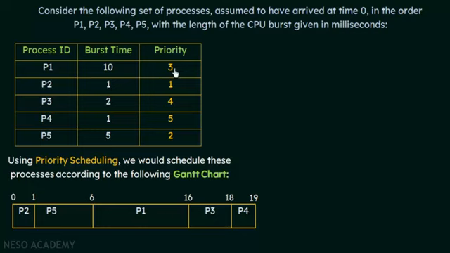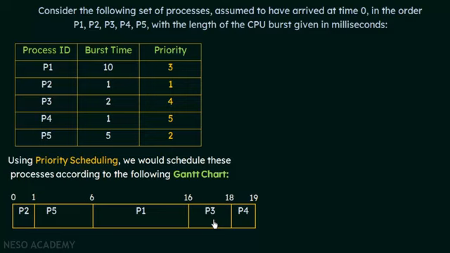P1's priority was 3. So what is the next highest priority after P1's priority of 3? It is P3 with a priority of 4. So P3 will now get the CPU and execute for 2 milliseconds. So 16 plus 2 is 18. So up to the 18th millisecond, P3 uses the CPU.